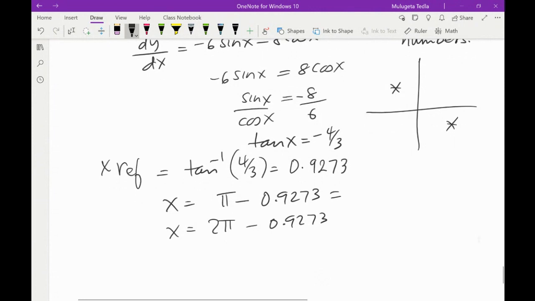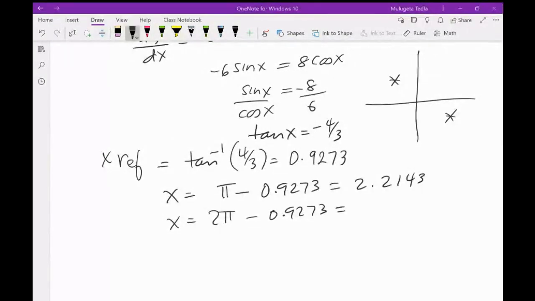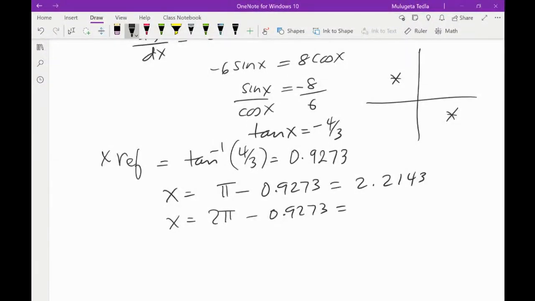We're going to test them, and then decide which one is the minimum. Pi minus 0.9273 is 2.2143. What about the second one? 2 times pi minus 0.9273 is 5.3559.